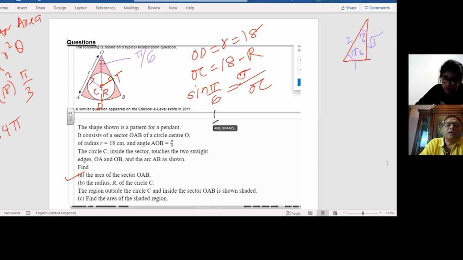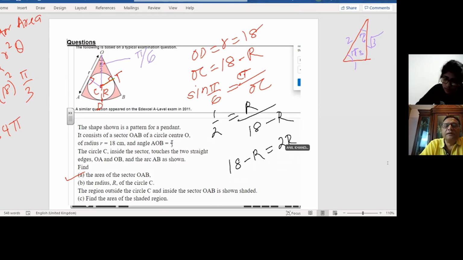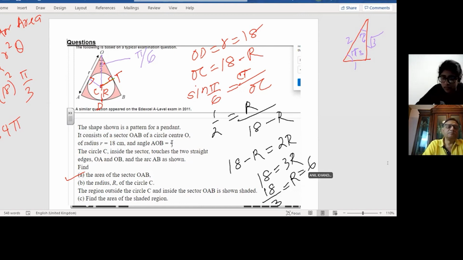So you can see this value is half, CT is r and OC is 18 minus r. Do you see that? Now you can cross multiply. So you get 18 minus r equals 2 times r. 18 equals 3r, so 18 divided by 3 is r. So r is equal to 6 centimeters. Is that clear to you?